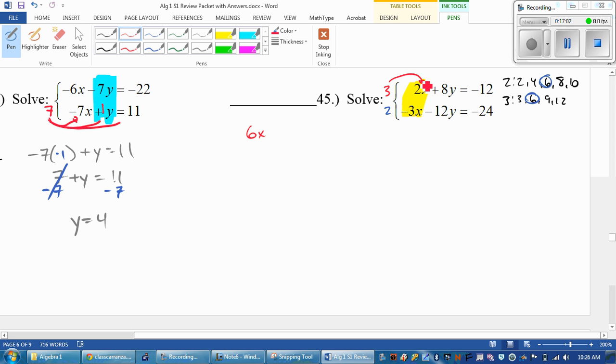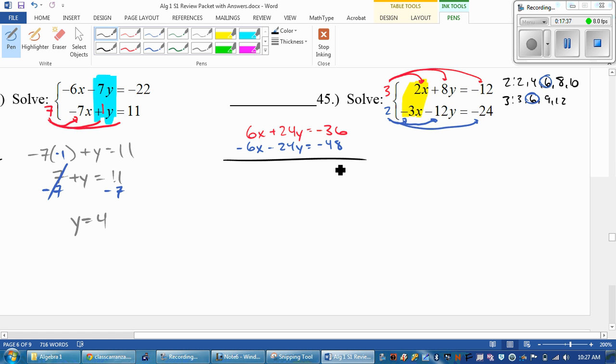Okay, so 3 times 2 is 6. 3 times 8, it gives me 24. And then 3 times negative 12 gives us negative 36. Okay, and now on the bottom, 2 times negative 3 is negative 6x. 2 times negative 12 is a negative 24. And then 2 times negative 24 gives us negative 48.